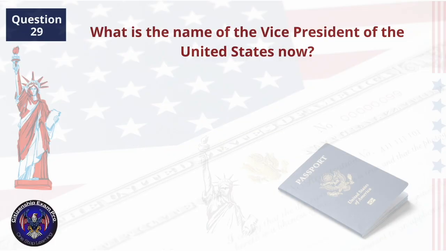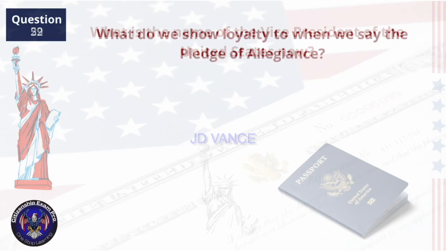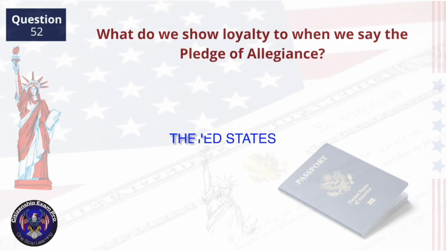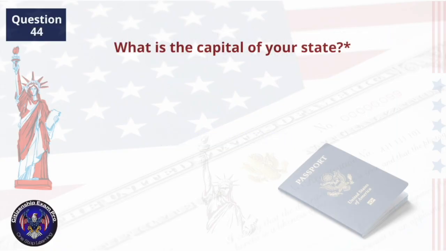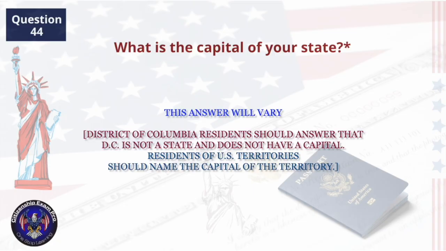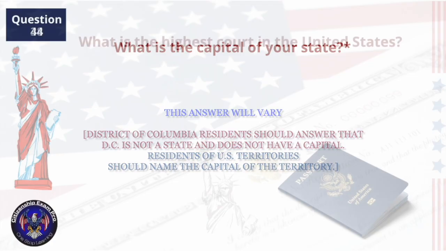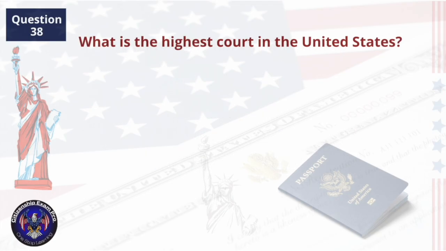What is the name of the Vice President of the United States now? J.D. Vance. What do we show loyalty to when we say the Pledge of Allegiance? The United States. What is the capital of your state? What is the highest court in the United States? The Supreme Court.